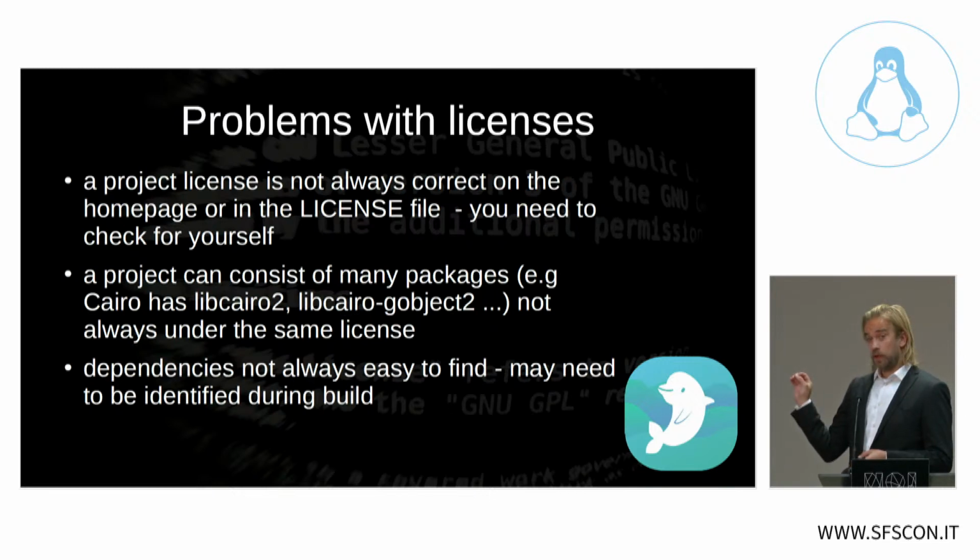One problem that I have is that a project like Cairo has different sub-packages, and in some cases, like Fedora, they have one license for the big project Cairo, whereas Debian has the license for libcairo. They split it more fine-grained.